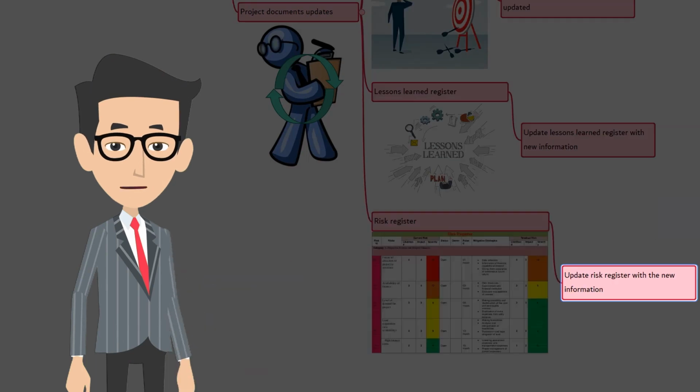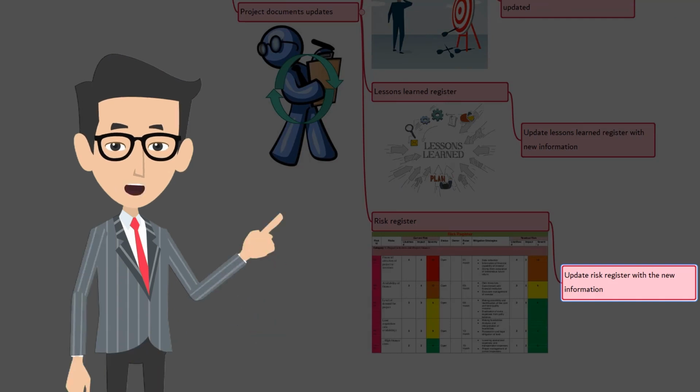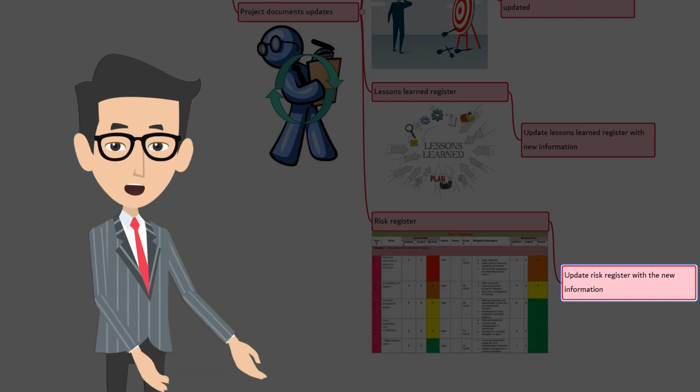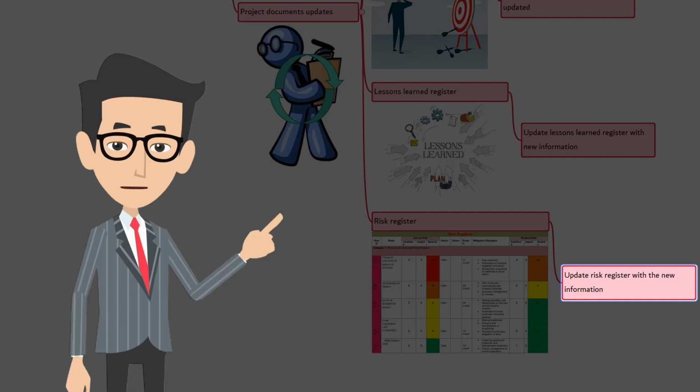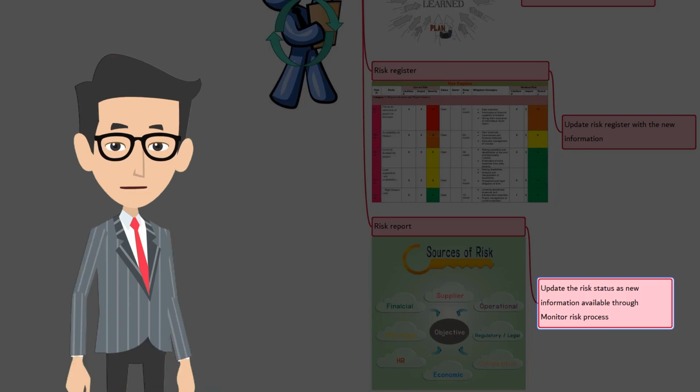Risk register. The information generated during the monitor risk process is updated in the risk register, such as adding new risks, updating outdated risks, or risks that were realized. Risk report. As new information becomes available through the monitor risk process, the risk report gets updated to reflect the current status of the project risk. The information includes project risks, agreed risk response and owners, effectiveness of risk response, conclusion, and the recommendation. Typically, risk audit helps to understand the effectiveness of the risk management process.